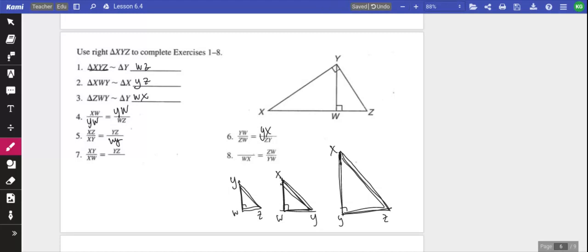XY and XW are the big triangle here and the medium triangle. And so then it says YZ is the same as WY. And the last one, ZW and YW, is talking about the small and the medium, and it gives WX, so then I'll give WY.